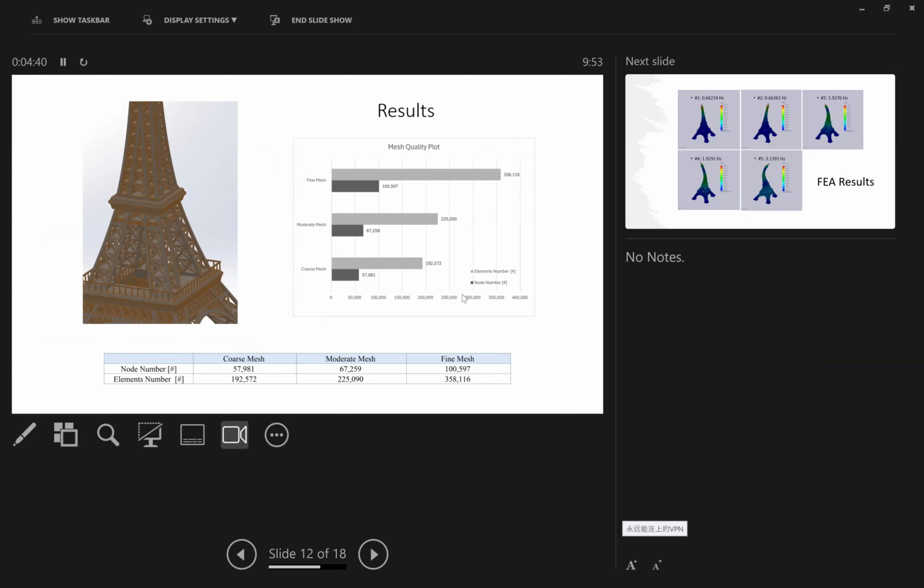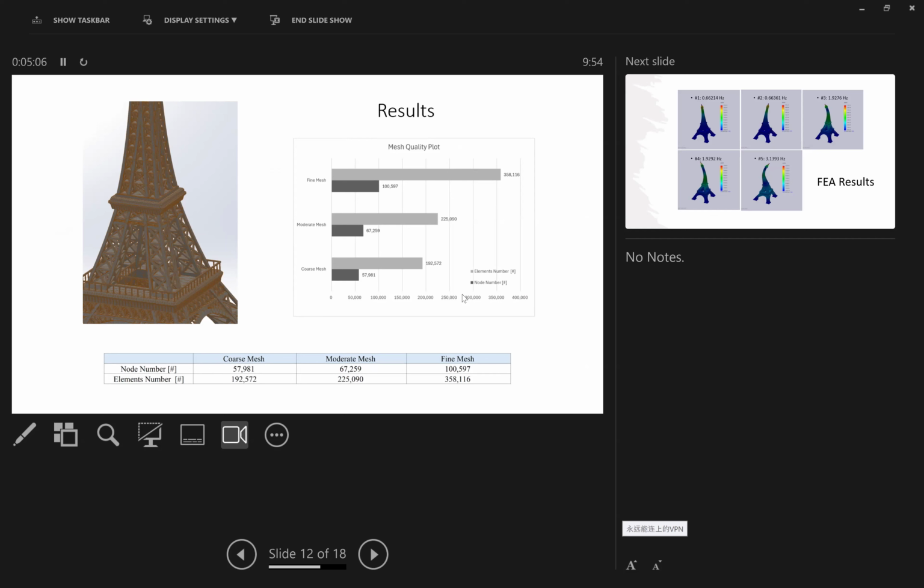So here are our results. We did 3 trials of analysis with 3 different mesh qualities. One is coarse mesh, one is moderate mesh, and one is fine mesh. With a better mesh quality, the node number also increases. As you can see, it goes from 57,000 to 100,000. And the element number increases simultaneously.